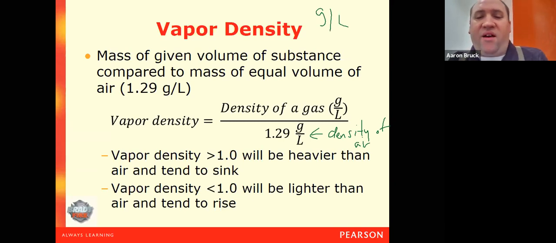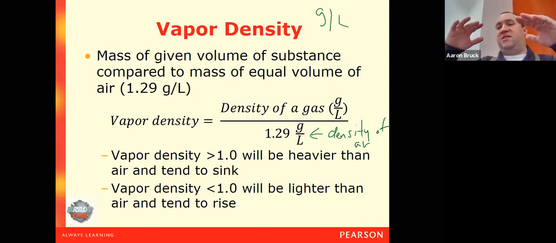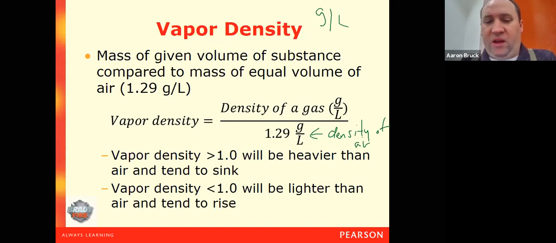So substances that have a vapor density that is greater than 1, those are substances that are heavier than air. And because they are heavier than air, they are going to tend to sink in whatever room or container that they are put into. Those with vapor densities less than 1 are going to tend to be lighter than air, and they're going to have a tendency to rise into whatever room that they are in.